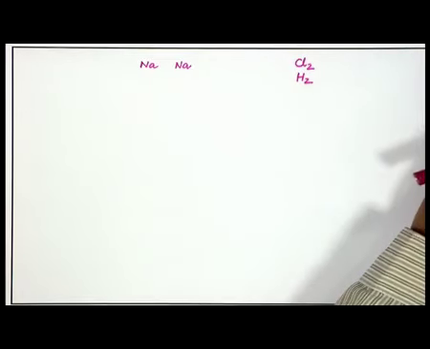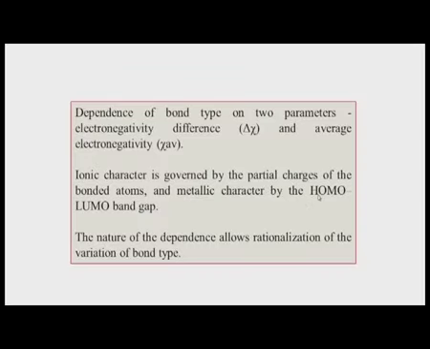But here this typical metallic character will be governed by the highest occupied molecular orbital. So, we have to take the help of the molecular orbital picture of these, and the gap between the highest occupied molecular orbital and the lowest unoccupied molecular orbital will give rise to the band gap, and that band gap will tell you some metallic character. So, conduction bands and valence bands are formed, and those bands will typically go for a metallic bond. So, it is of a different type, and we basically see that the nature of the dependence allows the rationalization of the variation of the bond type.